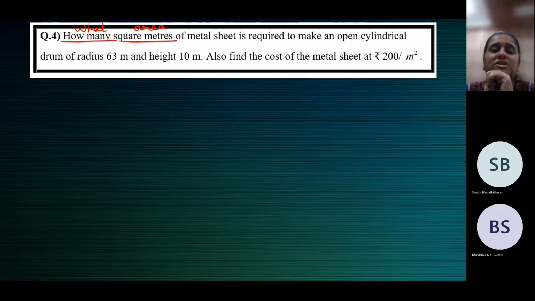Where are you using metal sheet? Along the CSA. Where else? To cover the bottom. You are not using the metal sheet for the top because it's open. So the area of metal sheet is equal to CSA of the drum plus the area of the circle below. Yes, children, I just started for you. You complete it. Write down the question.